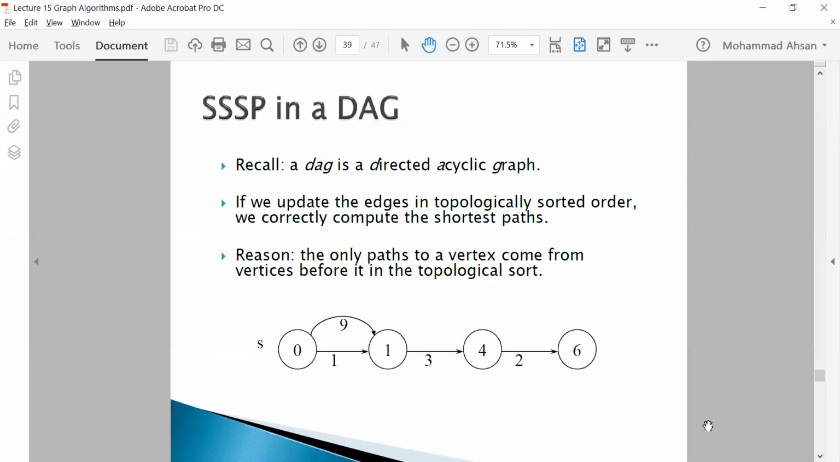So if you have found the distance of S, there's no back edge to S. So nothing will get updated after you have crossed S. You have started walking from S to node number 1 to 4 to 6. There's no back edge to S, so S will not get updated once again. So you'll see that here in the example.